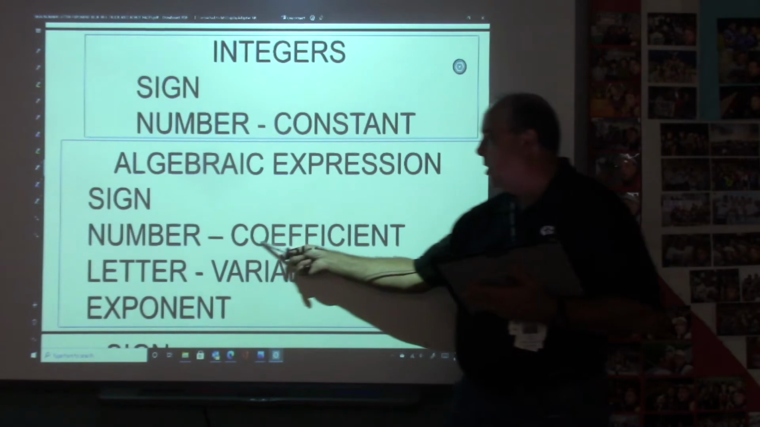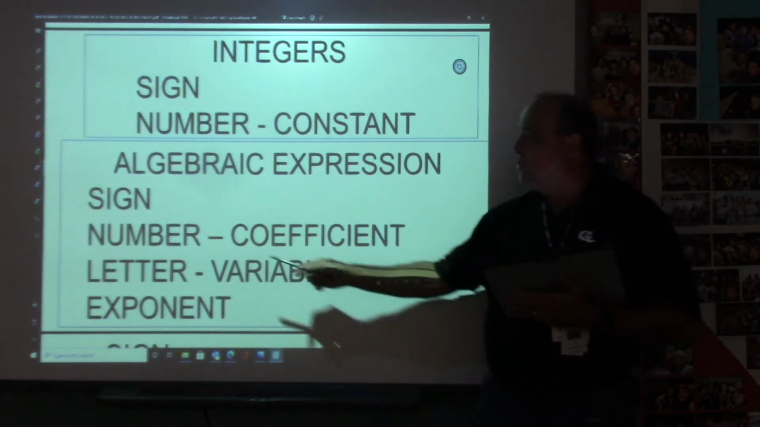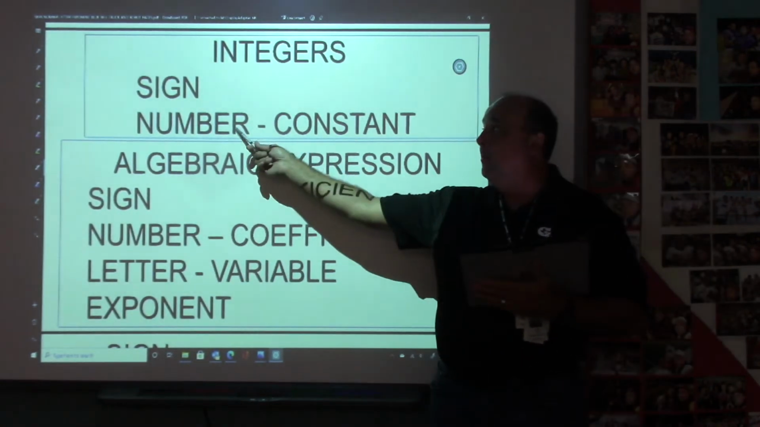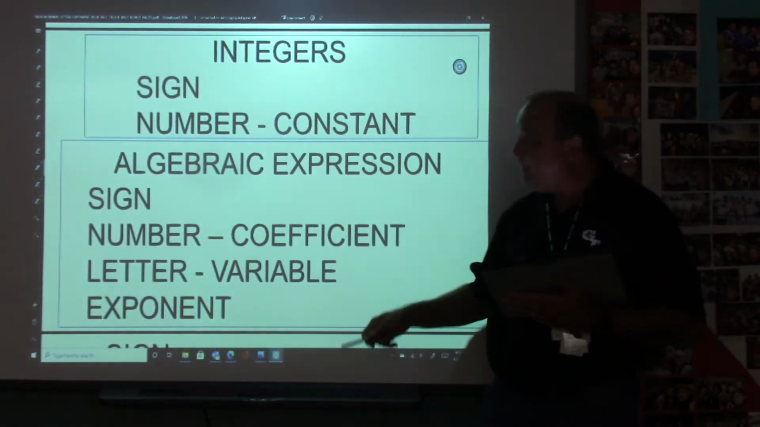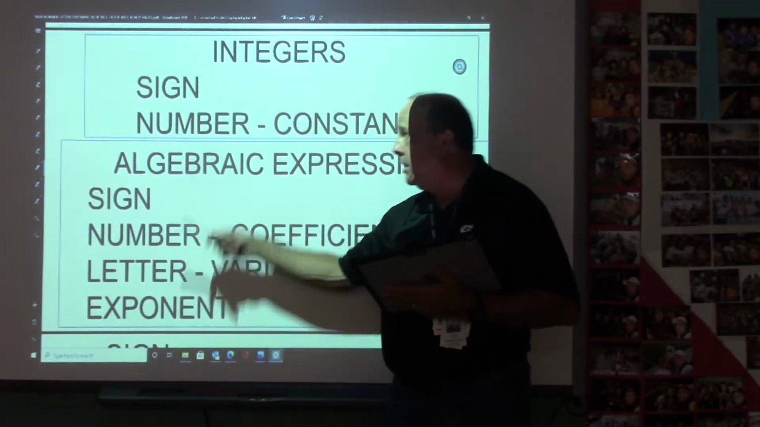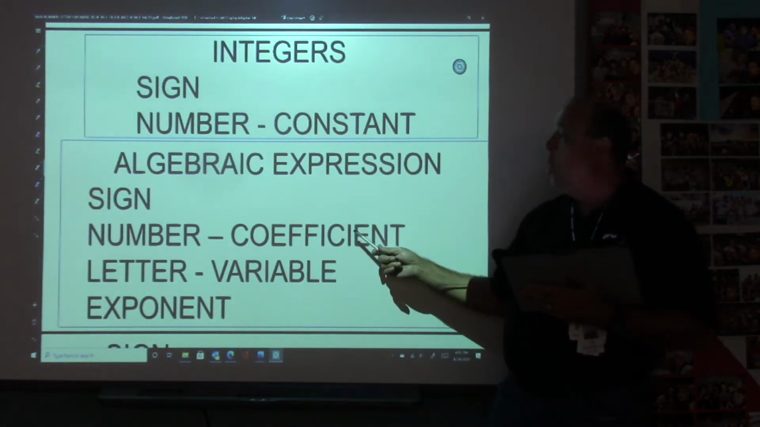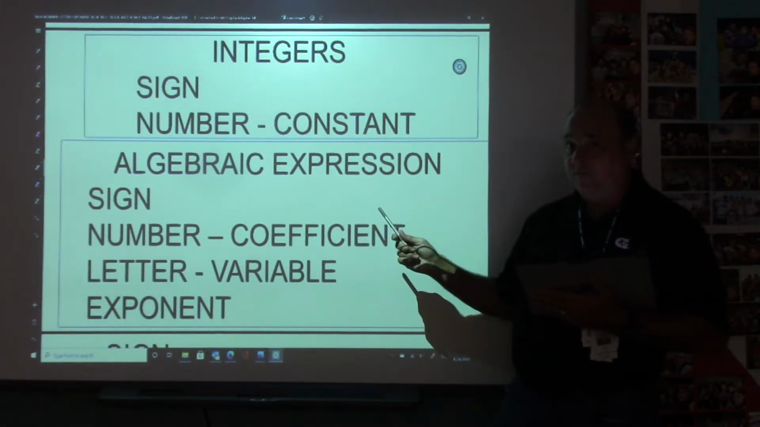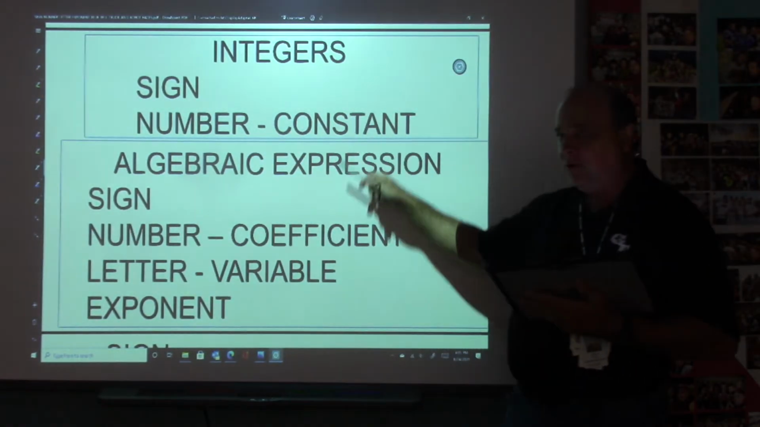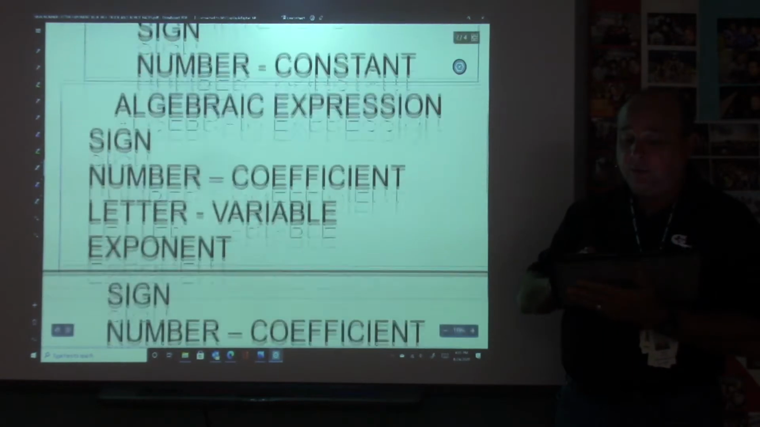The number is called a coefficient, okay, and the letter is called a variable. So a number in front of a variable is called a coefficient. A number all by itself is a constant. To keep this simple, I'm just going to use sign, number, letter, exponent. But remember, the number can be a constant if it doesn't have a letter, or a coefficient if it's in front of a variable. Don't forget these terminology terms because these are important vocab words you need to remember.